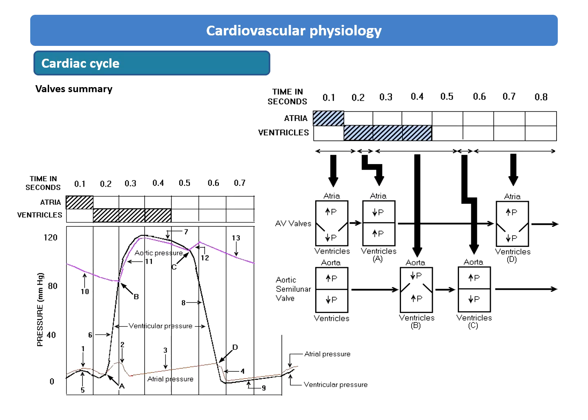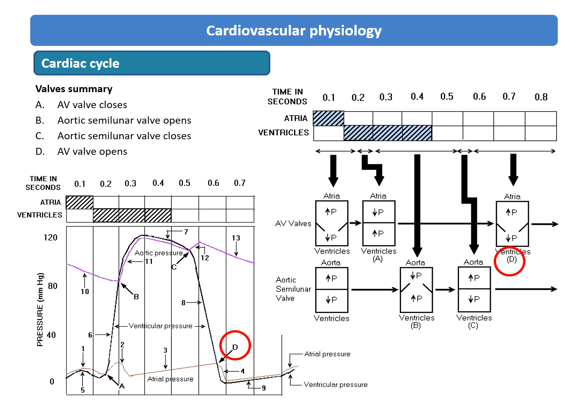Here's a summary of the valves. AV valves close at A, aortic semilunar valves open at B, aortic semilunar valve closes at C, and the AV valve opens at D. So you see the differences in pressure cause the valves to open or close.